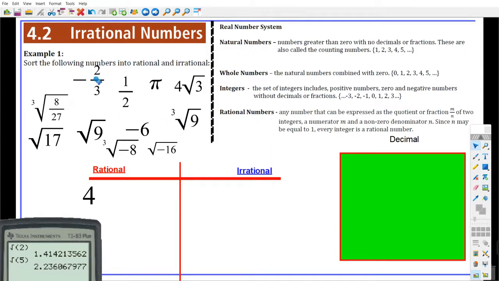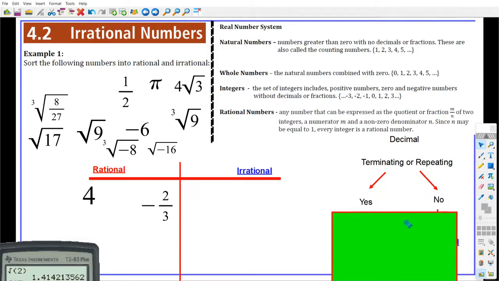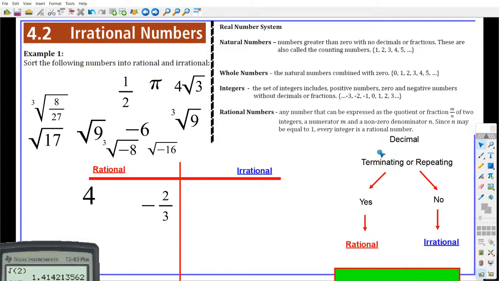Negative 2/3. Well, it's written as a fraction, so it's definitely going to be in the rational number category. If you were to switch it to a decimal number, it has a repeating decimal. If you want to think about it in terms of decimals, you can think of a flow chart: is my decimal number ending? Like 3.2, 7.48. As long as it ends, then it's a rational number. Or if it's a repeating decimal, then it's a rational number. If you check your decimal number and it doesn't end, it doesn't repeat, there are no patterns, then it's an irrational number. We have another fraction here, 1/2.